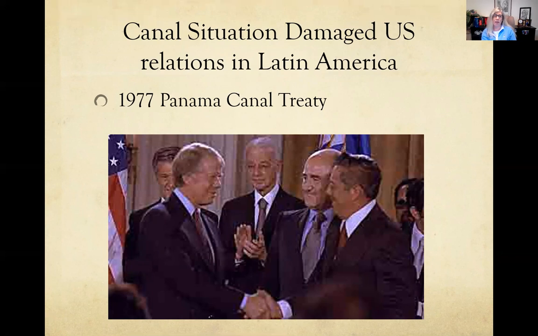Now, again, this was a decision that Jimmy Carter caught a lot of heat for by many Americans, saying that this was such an important strategic asset for the United States that it was not a wise decision to turn that over.